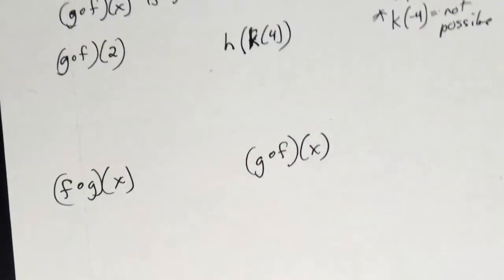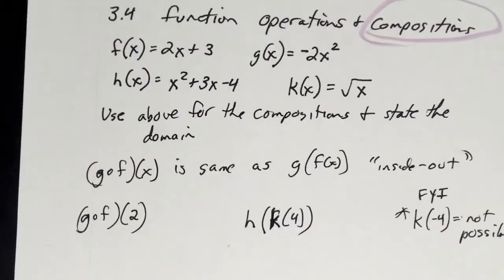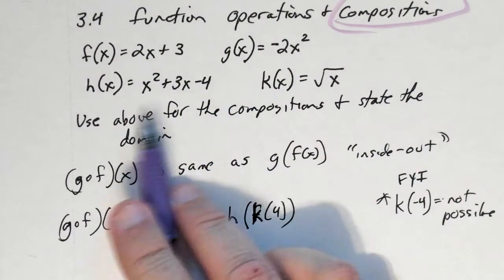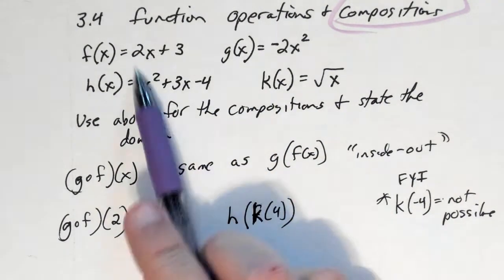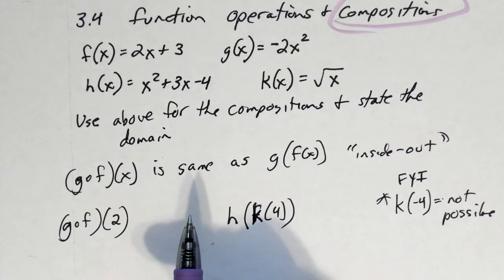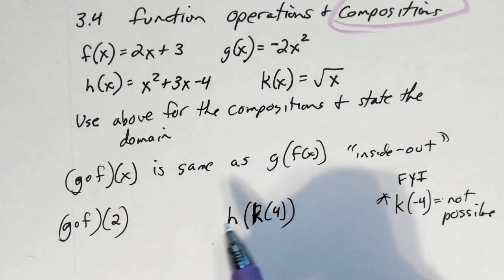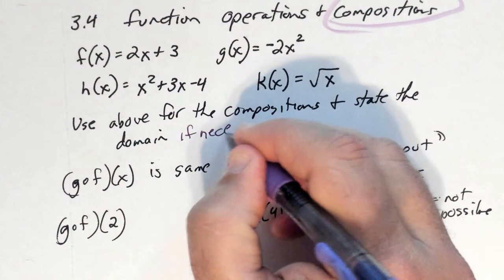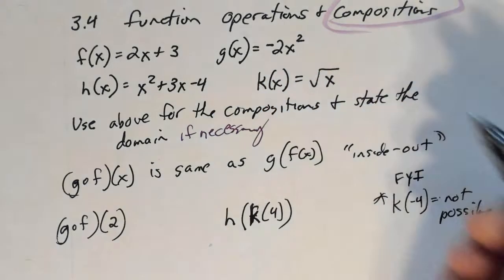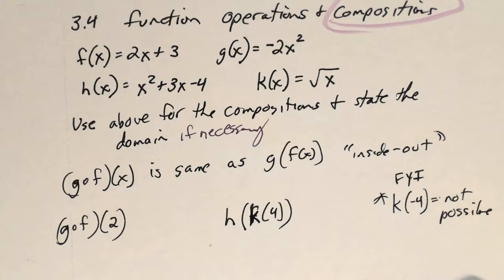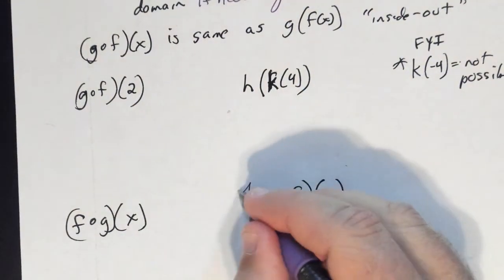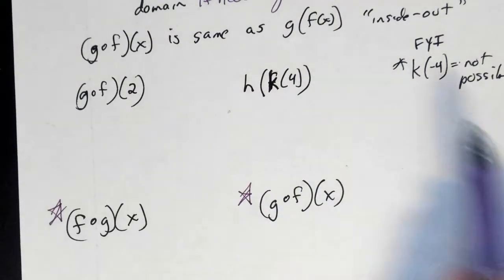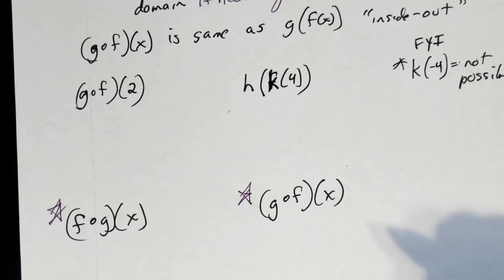Now, the other part of 3.4 is what's known as compositions. Notice I have the same 4 functions, so you don't have to recopy a whole bunch of different functions. Now, in these, if necessary, we're going to do the domain. That's only going to come with problems that have an x in it. So this will have a domain, and this one's going to have a domain. If it has a number that they put in it, no domain issues.